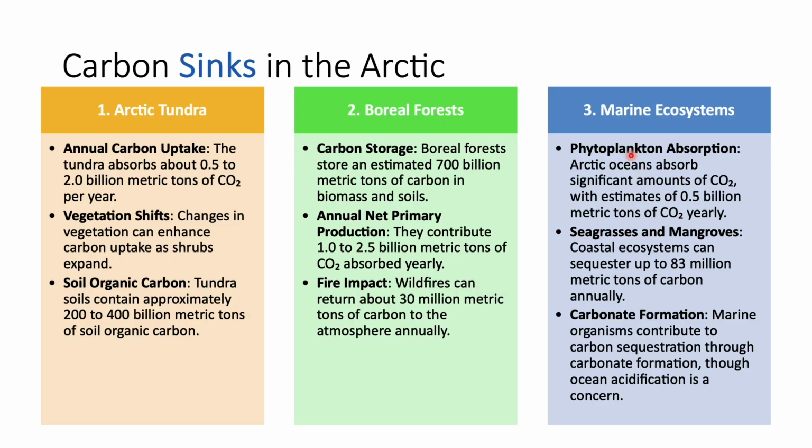The third one is the marine ecosystem. Here the phytoplankton absorbs lots of the carbon dioxide present in the ocean. It is estimated that around 0.5 billion metric tons of CO2 can be consumed by these phytoplankton. Seagrass and mangroves also contribute to sequestering around 83 million metric tons of carbon. Similarly, in carbonate formation, when CO2 is dissolved in water it leads to bicarbonate and carbonate production, which may lead to sequestration of carbon in the form of carbonate.